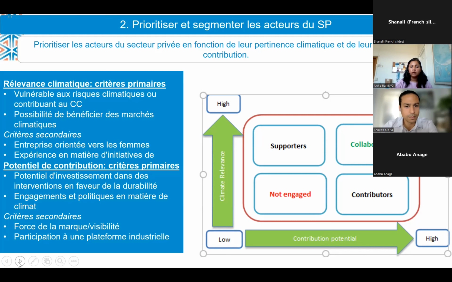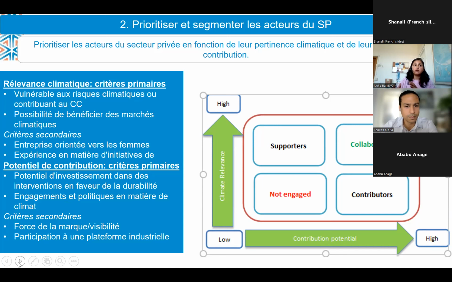Companies that can be scored high for their contribution potential are those that are able to enable climate action due to the investment potential, or they have a policy for climate action or zero deforestation, net zero, etc. So having this analysis is quite crucial in this step to make sure we are able to identify what types of actors these are and how we can engage them.